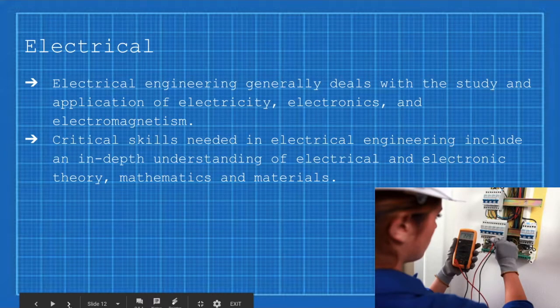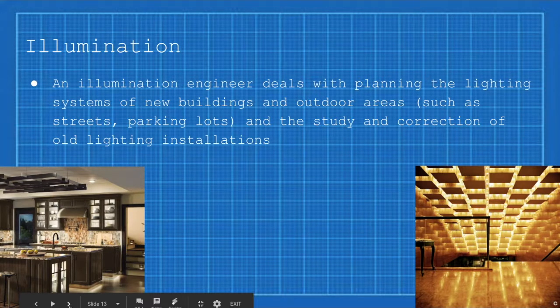Another subdiscipline of architectural engineering is electrical engineering. Electrical engineering generally deals with the study and application of electricity, electronics, and electromagnetism. Critical skills needed in electrical engineering include an in-depth understanding of electrical and electronic theory, mathematics, and materials. Illumination is another subdiscipline of architectural engineering. An illumination engineer deals with planning the lighting systems of new buildings and outdoor areas, and the study and correction of old lighting installations.